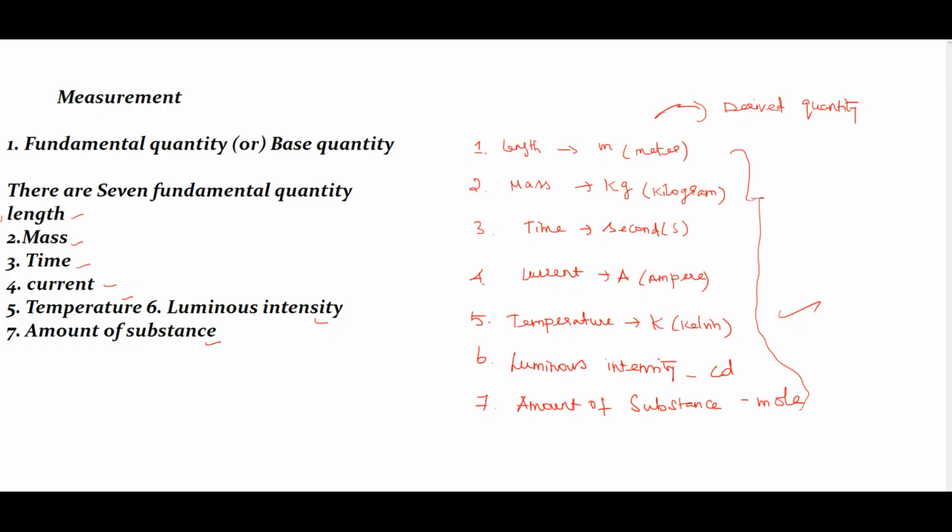அப்போ லென்த்துக்கு யூனிட் மீட்டர், மாஸ்க்கு கிலோகிராம், டைமுக்கு செகண்ட், கரண்ட்டுக்கு ஆம்பியர், டெம்பரேச்சருக்கு கெல்வின், லூமினசன்ஸ் இன்டென்சிட்டிக்கு கேண்டிலா, அமௌண்ட் ஆஃப் சப்ஸ்டன்ஸ்க்கு மோல். அப்போ இந்த யூனிட்லாம் எப்படி மெஷர் பண்ணுறாங்க, நெக்ஸ்ட் we move on to that.